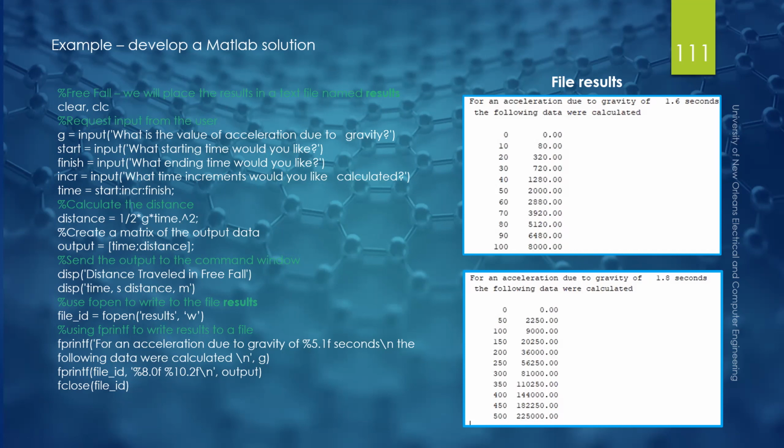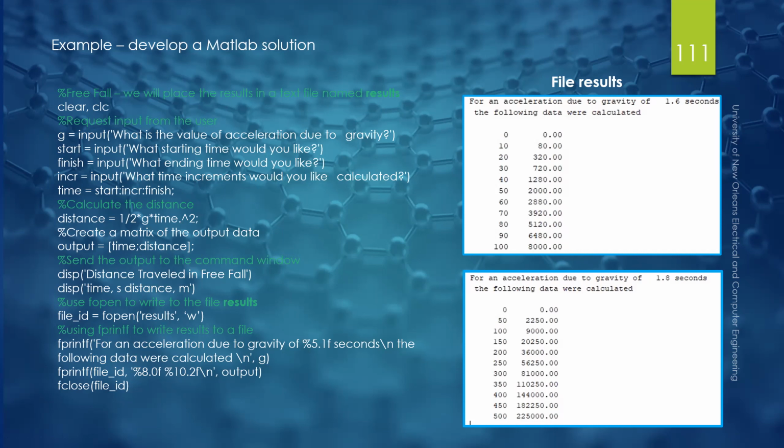Okay. And so the next thing we want to do is use that information that was entered using the input function to calculate the distance, right? We have the equation for the distance, and we want to create a matrix of the output data, right? And so we created a matrix with the two vectors, the time vector that we just created here, and the distance vector that we computed with this equation. And we have this in a single matrix.